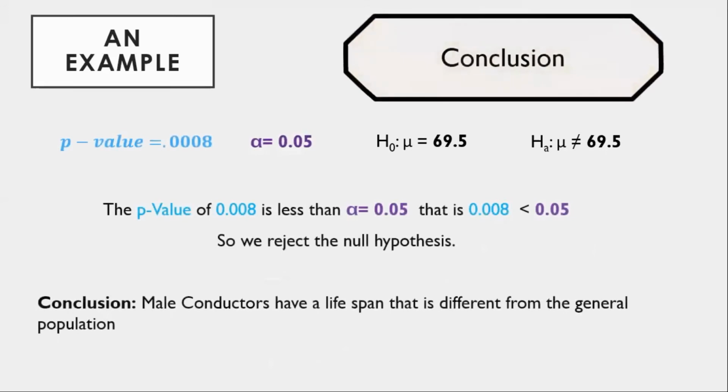Now that we have our p-value, we're ready to make our conclusion. The p-value of 0.008 is less than our significance level we were testing, 5%. So we're going to reject the null hypothesis. Conclusion: male conductors have a lifespan that is different from the general population. We are not concluding they live longer. We're not concluding that they do not live as long, right? We can just say that it's different.